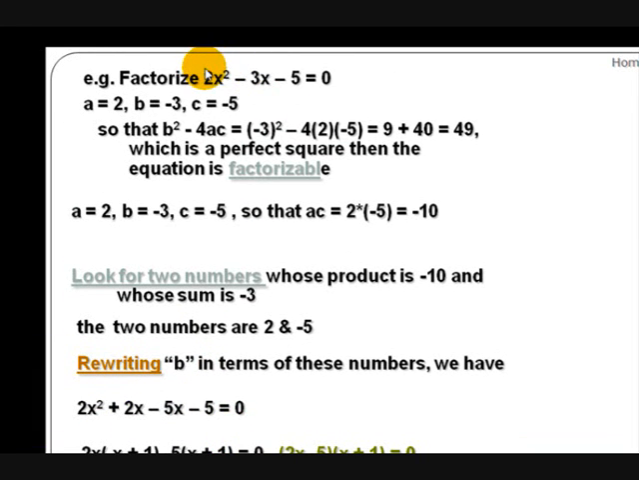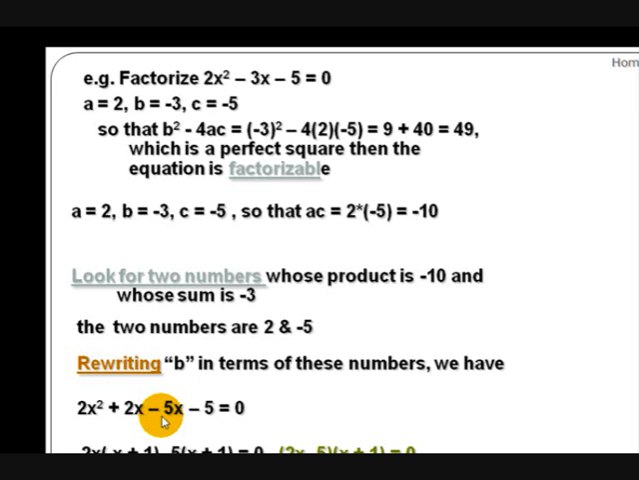We have rewritten our quadratic expression in another format, where minus 3x has now been replaced by plus 2x minus 5x. Why did we replace minus 3x with plus 2x and minus 5x? We know that minus 4 and plus 1 will also give you minus 3. However, when you multiply minus 4 and plus 1, it does not give you the product of A times C. It does not give you minus 10.